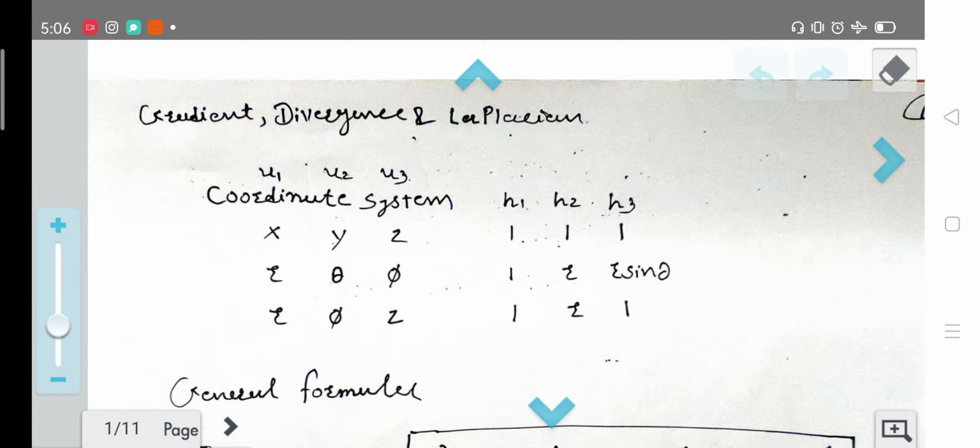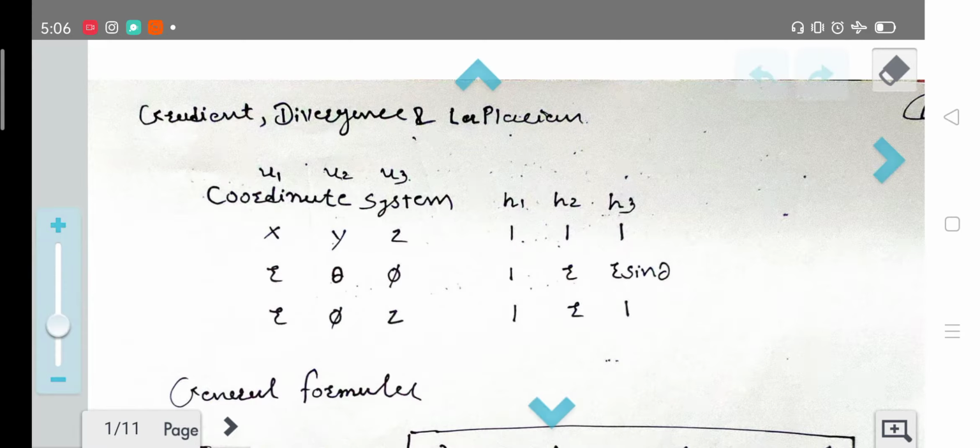Before we move towards the generalized formula, we need to consider this particular table in which I have mentioned the coordinates and their corresponding values. So for the Cartesian coordinate system, u1, u2, and u3 will be x, y, z. These will be the coordinates, and their corresponding h values will be 1, 1, 1.